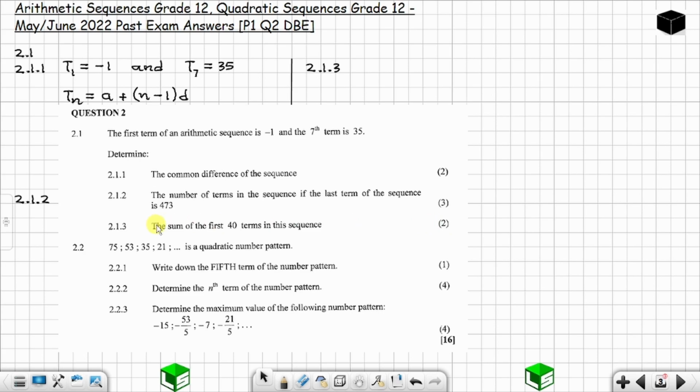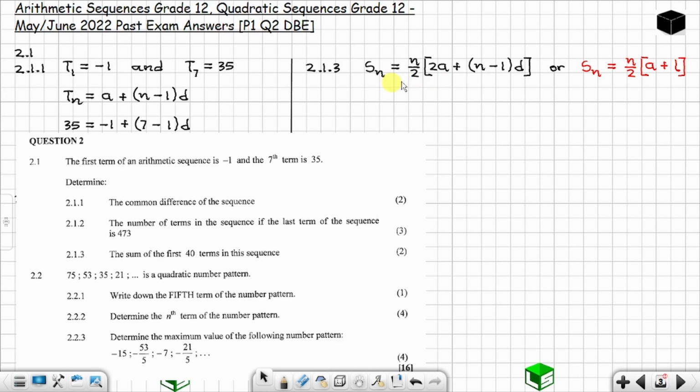Okay, the formula to determine the sum of the terms in an arithmetic sequence can be this one, or you can use this one. So from here you can see we are going to use this formula, the one in black, because we want to find the sum of the first 40 terms. We're not going to use this one because we are not trying to find the sum to the last term, because L stands for the last term, and the last term is 473. So let's use the one in black.